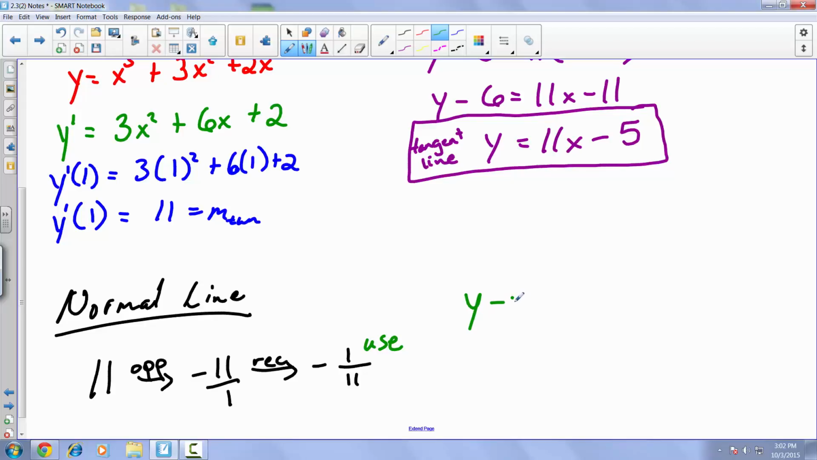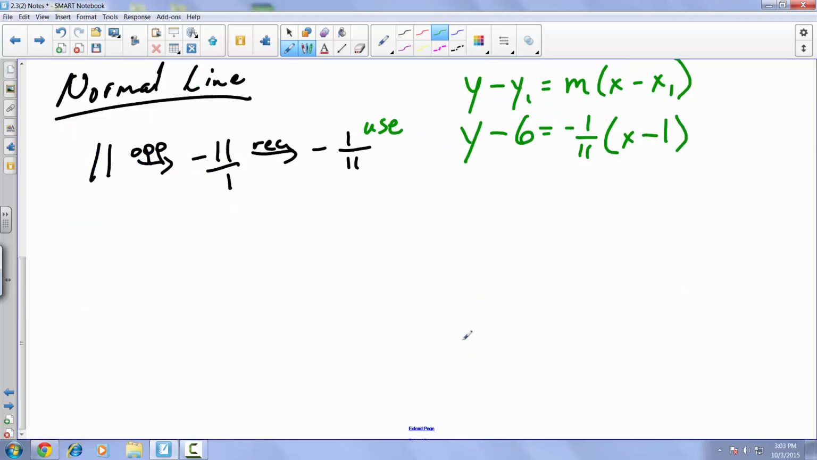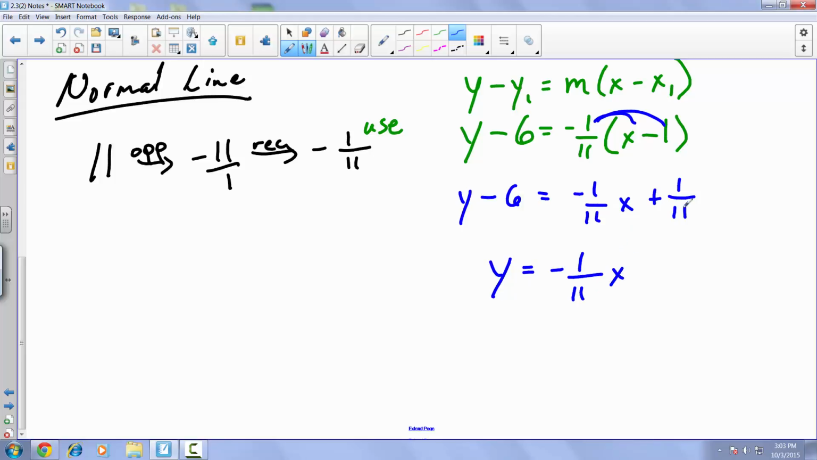Still using point slope, y minus y1 is equal to m times x minus x1. Well, we have our slope, we have our target point. All you need to do is throw them into point slope. So then we have y minus 6 is equal to our new slope, negative 1 over 11, times x minus 1. And from here, all it is, is simplifying. So we'll distribute this in. We have y minus 6 is equal to negative 1 over 11x plus 1 over 11. Add that 6 over to both sides. y is equal to negative 1 over 11x plus, when you add that over, it should be 67 over 11. So this would be our equation of the normal line.